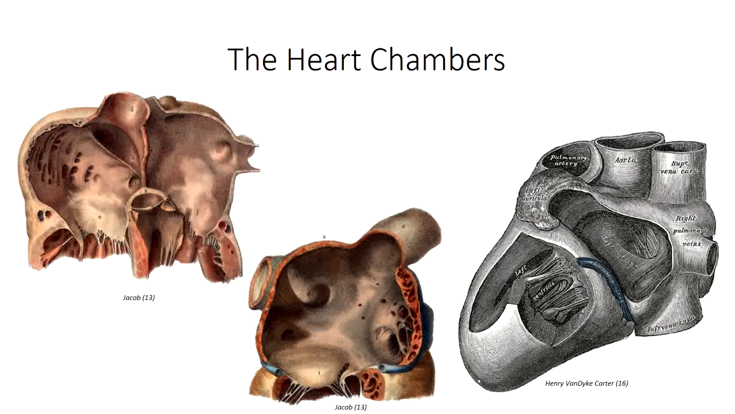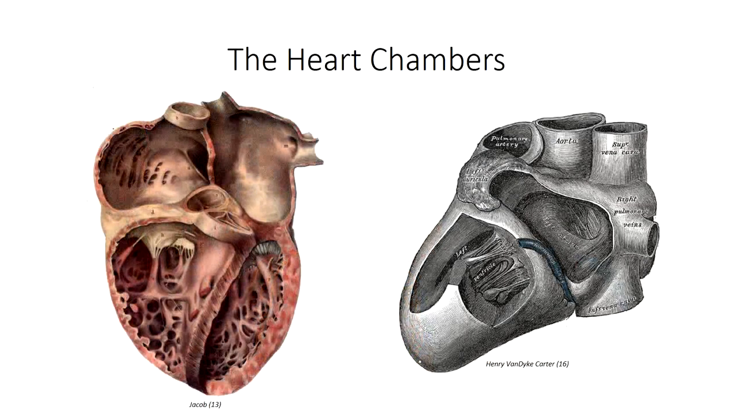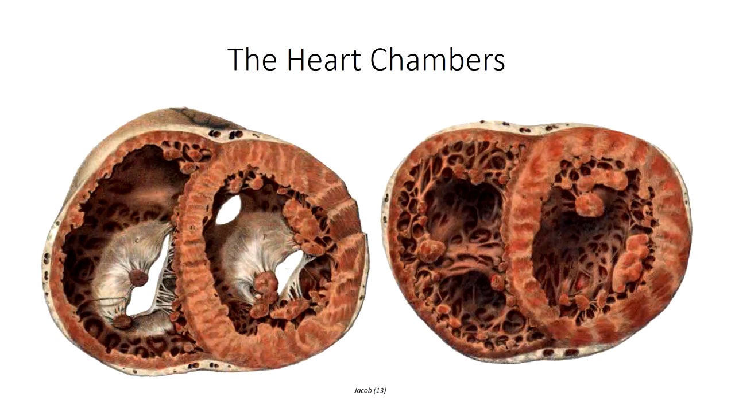From here, blood will move into the left ventricle. Again, similar features to the right ventricle: trabeculae carneae, papillary muscles, chordae tendineae, and so forth. But just like we saw with the left and right atria, there are distinct differences between the left and right ventricles. What stands out most is the thickness of the left ventricle compared to the right.